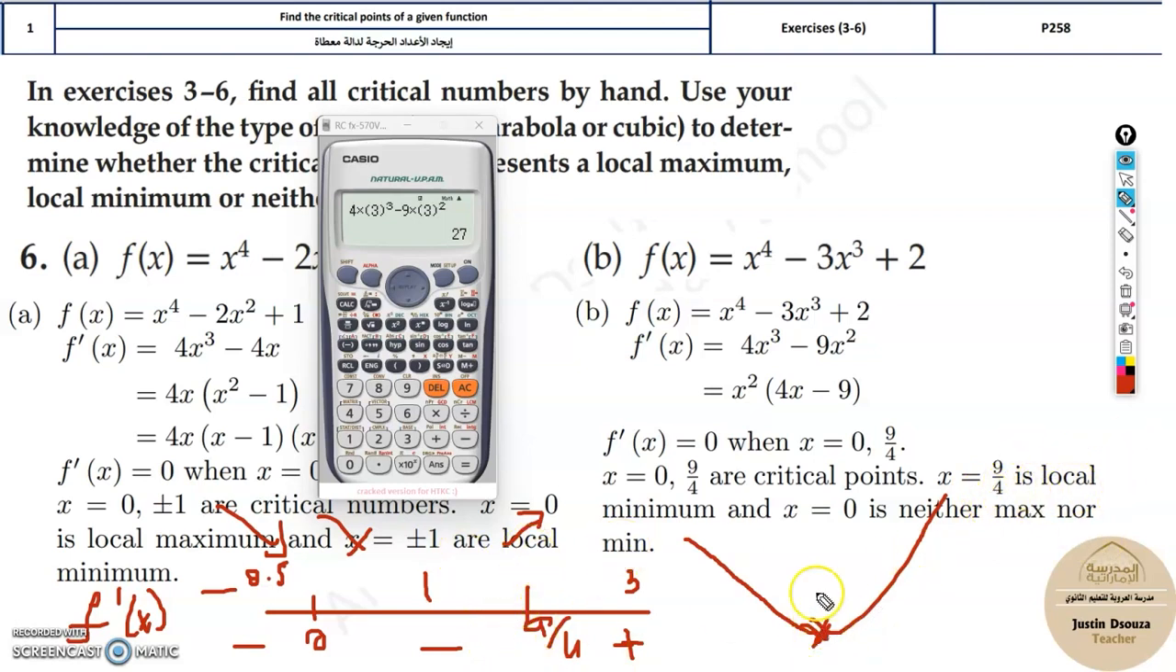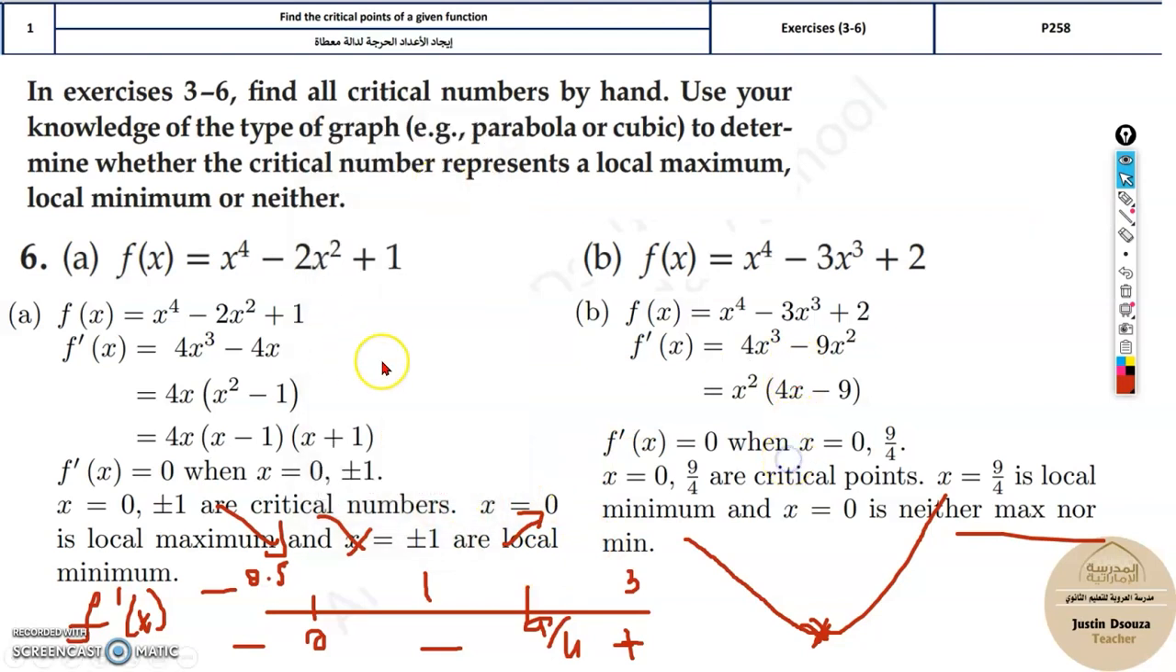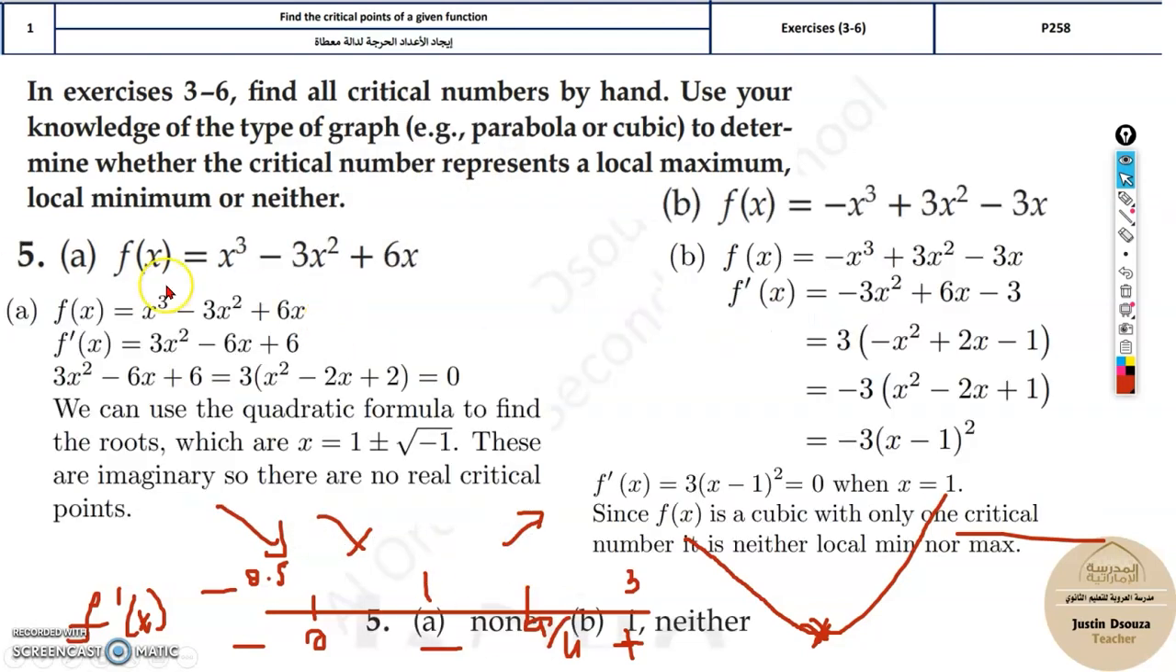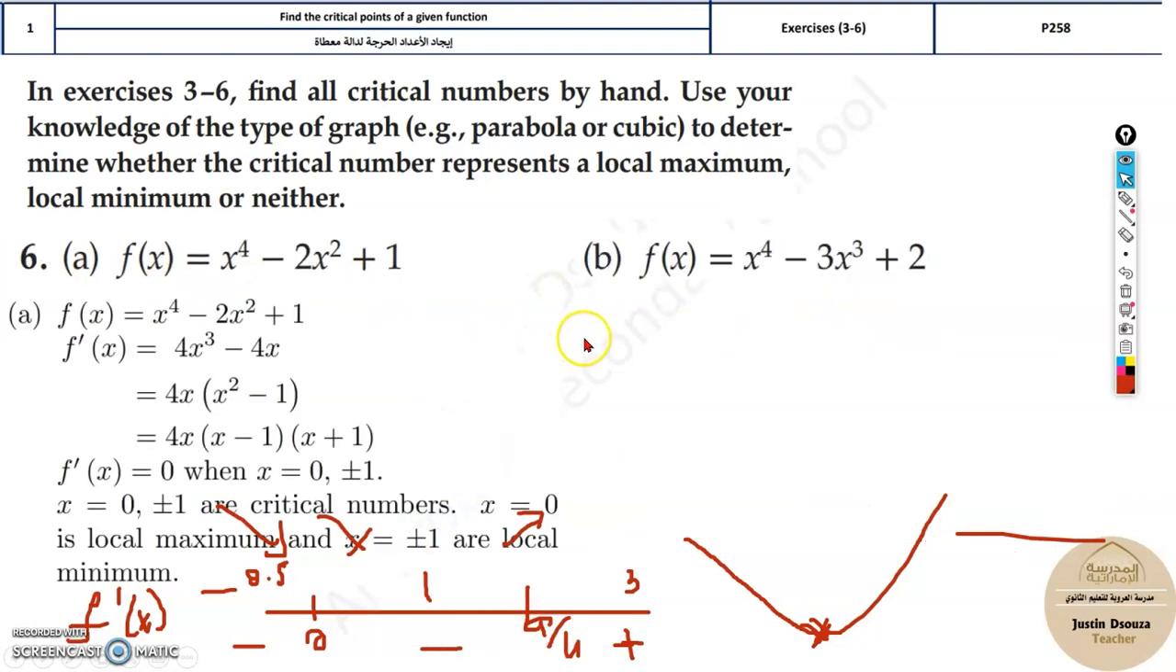Why? Because it's decreasing. Whereas 0, no, it is neither maximum nor minimum. Why? Because it does not change. Only if the sign changes, then you will have maximum, minimum. So if you have the knowledge of the graph, as we did for the first few problems, it's easy. But if you do not, it's very hard to understand this exactly. So it's better to do the method I just did, and then you can check the answers.